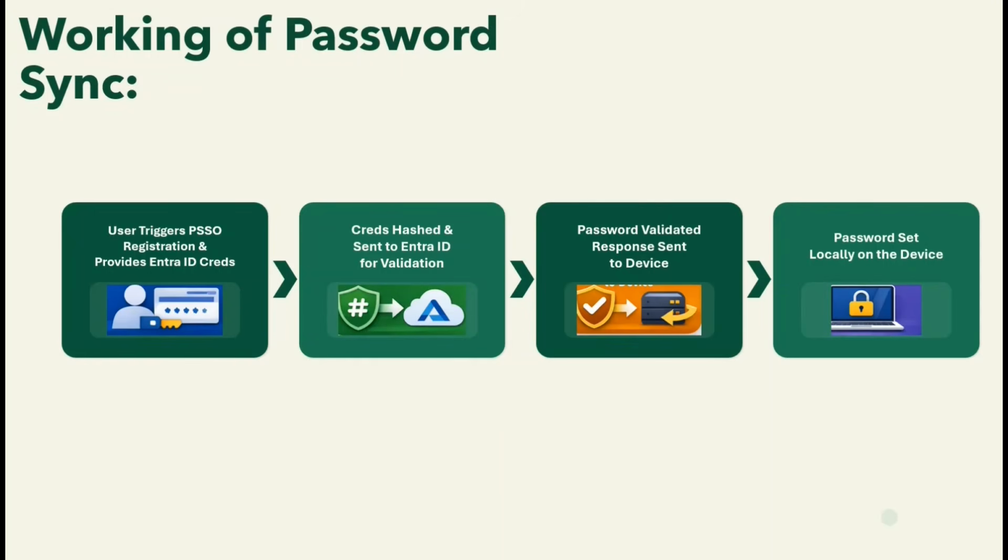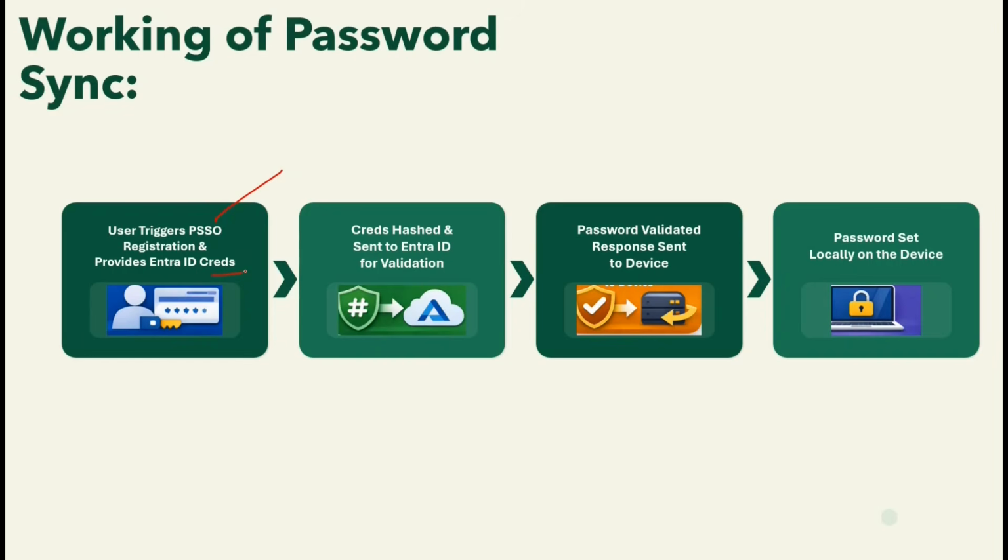Now, how does it work in the background? So in the background, what happens is, first the user has to do a PSSO registration of the device. When he does that, he has to enter his Entra ID credentials. Now, once he enters his credentials, the credentials that he entered are hashed and sent to Entra ID for validation.